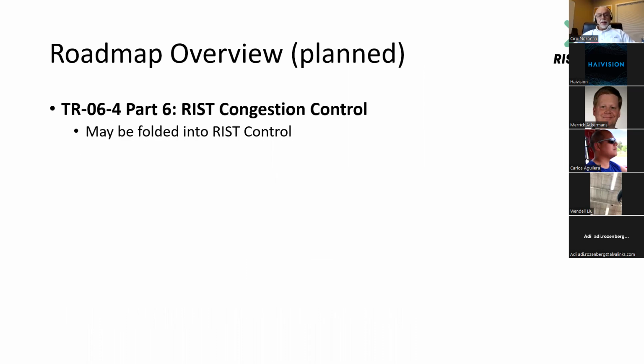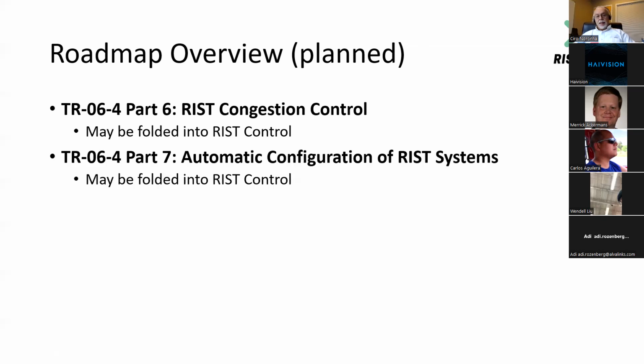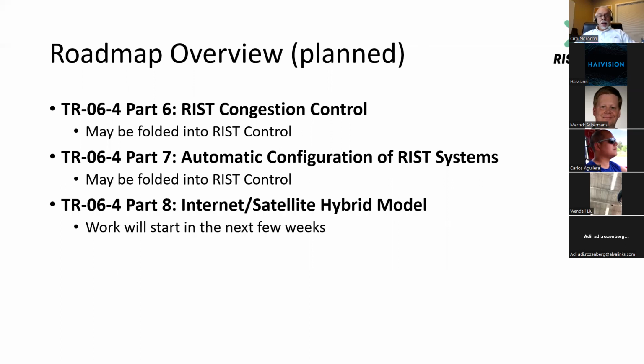So Part 6 should be congestion control, which we may fold into risk control. So this may not be its own part. Part 7 is automatic configuration, which we may also fold into risk control. We're not sure, so that's not guaranteed. There will be a part 6 and a part 7. And part 8 is internet satellite hybrid model, which is something that is becoming more and more necessary with all this 5G stuff.